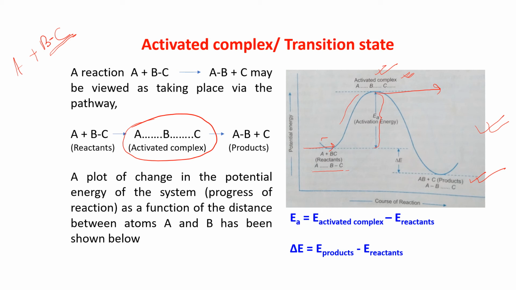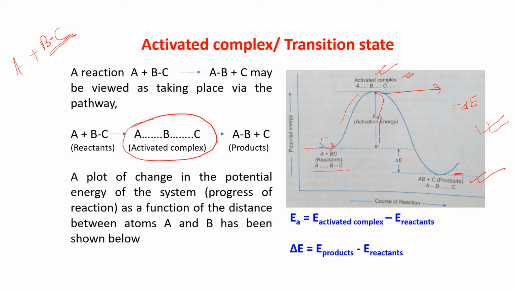Now you can see that the energy of the product is less than the energy of the reactant. This difference in energy is known as delta E. As the energy of the product is less than the energy of the reactant, it lies on the lower side, so it will give you a minus delta E value in this case.